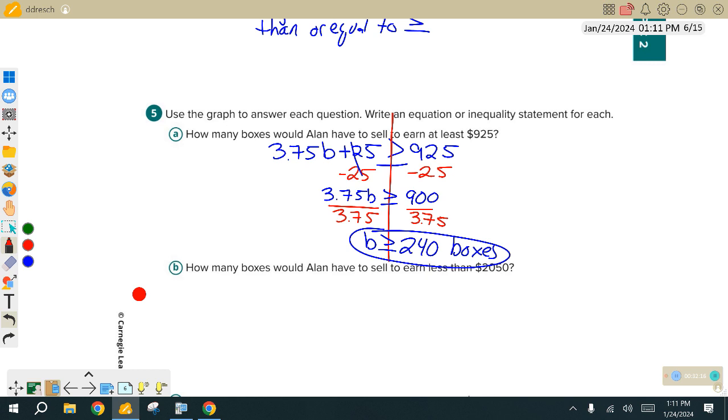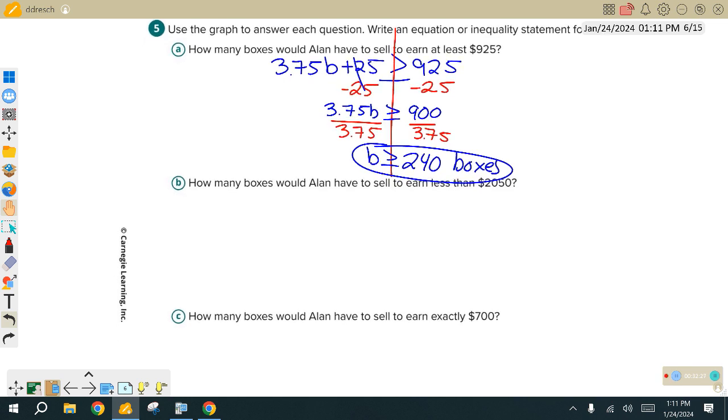How many boxes does Alan have to sell to earn less than 2050? So 2050, that's quite bigger than 1600. So we're still going to do this. Same solving though, 375B. The only thing that's changing here for us is our goal of 2050. And now it says less than. And I'm going to use my less than symbol. I want to be less than 2050.